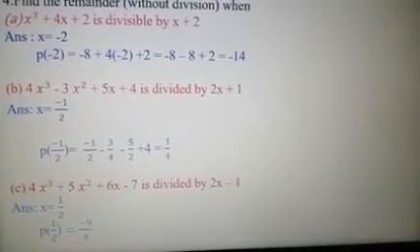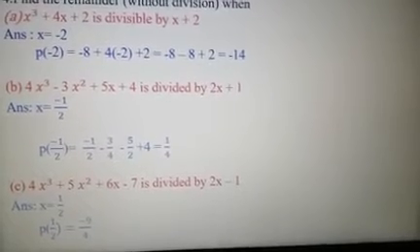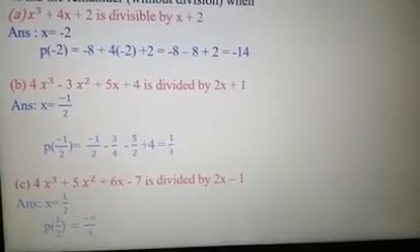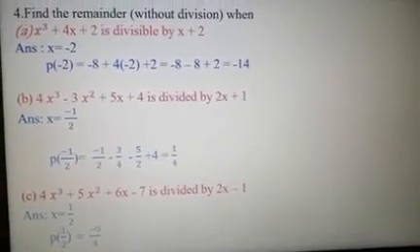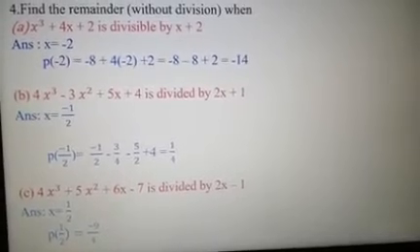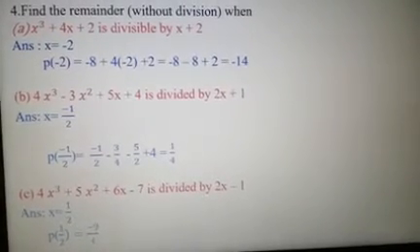Okay. Next, for the fourth question. For the first one, the answer is minus 14. For the second one, the answer is 1 by 4. And the third one, the answer is minus 9 by 4. Okay. So these are the answers for the homework problems for the previous videos, that is the remainder theorem.